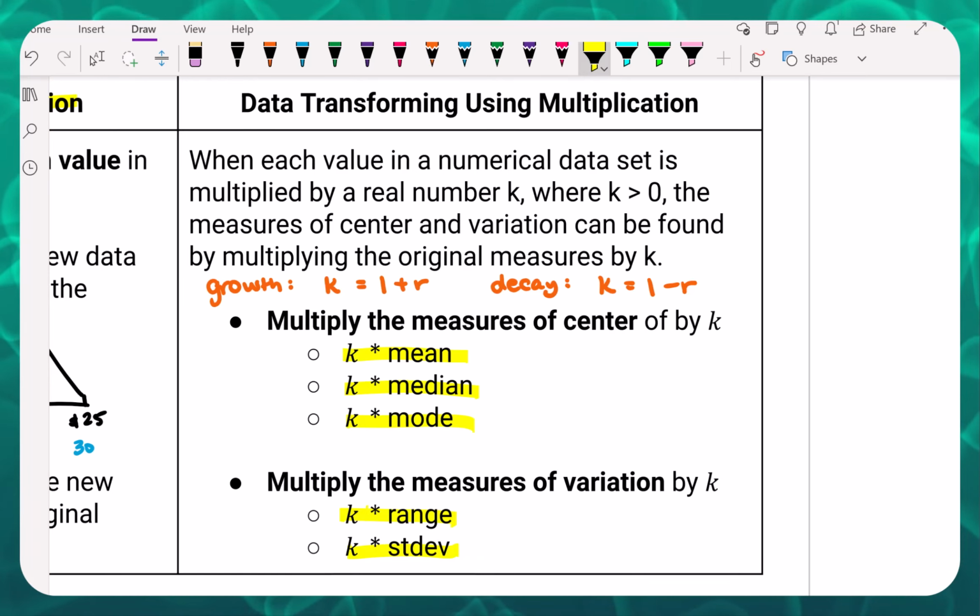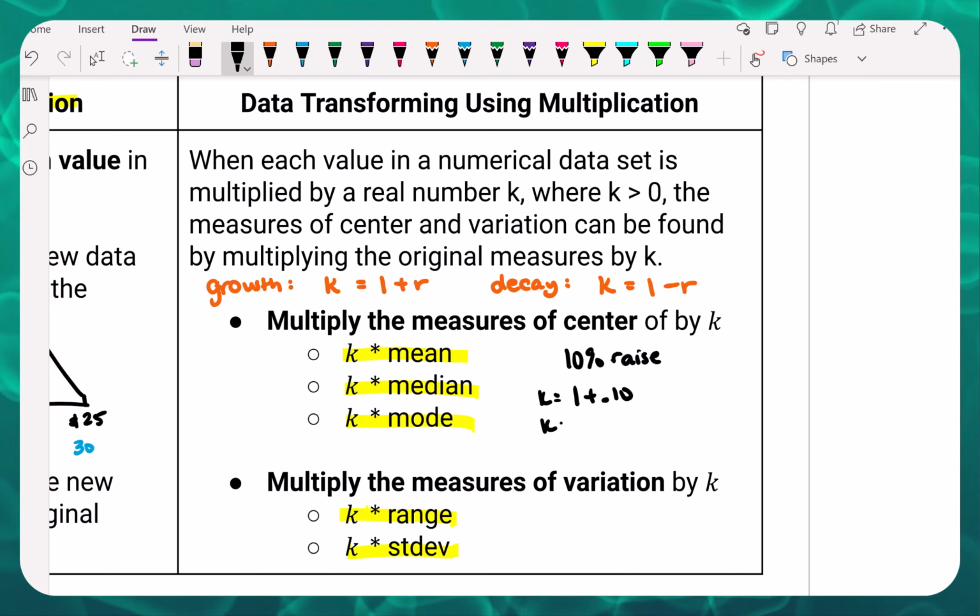So if I decided to give everybody a 10% raise, every single one of these measures of center and variation will change by whatever that is. So let's say if I give everybody a 10% raise, this is what's going to happen. You're going to do 1 plus 0.1, and that means K is going to be 1.1. So all of these, the mean, the median, the mode, the range, the standard deviation, those are all going to change because you would multiply all of that by 1.1. And I'm going to show you what that looks like on Desmos in just a second.